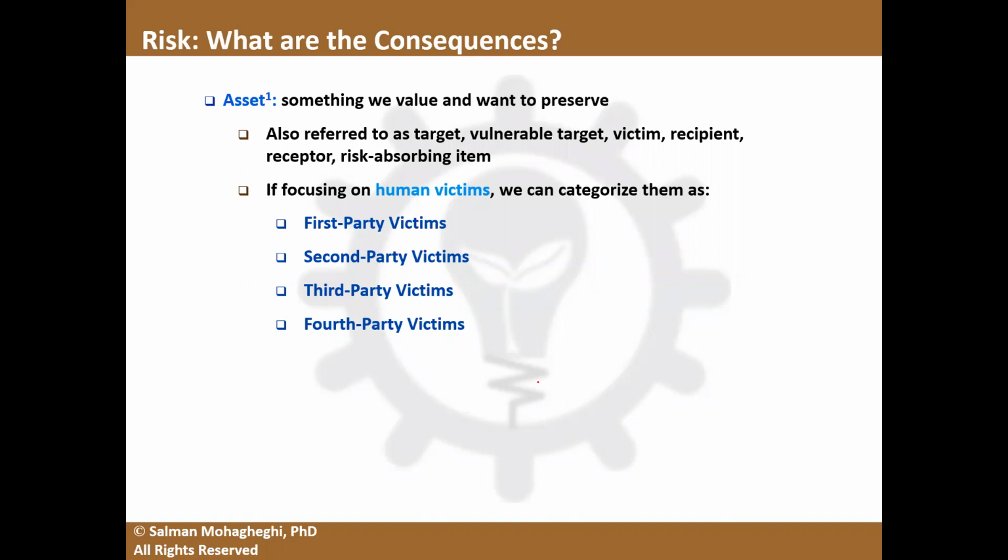Third party victims, these are essentially innocent bystanders, people who have nothing to do with that system that may fail, but if it does fail, they will be impacted. An example of this would be people who live in the neighborhood of a nuclear power plant. If there is a nuclear incident, they will be impacted by that. And then the fourth party victims, these are essentially future generations, people who are not born yet, but may be impacted by the negative consequences of a nuclear accident or, for example, climate change. So these are people who are considered to be the fourth party victims.